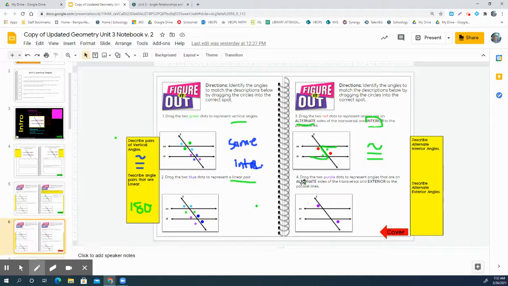Then we've got these alternate exterior down here. They're going to be on opposite sides of the transversal. So again, if you highlight that transversal, I've got one on the left and one on the right. They're outside the parallel lines. And they can either be two acute angles or two obtuse angles. So I can either look at these obtuse ones or the acute ones that were in purple. Okay.